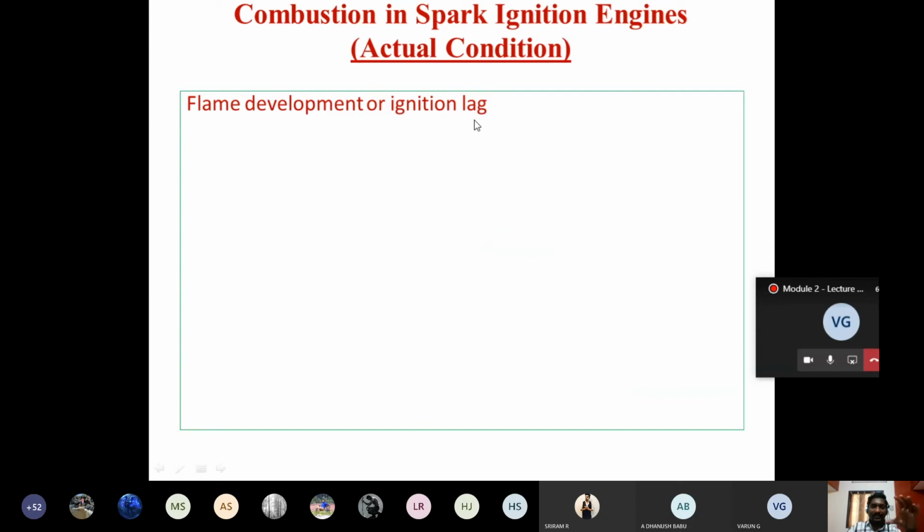Among the three stages, this second stage is very, very important, where we are going to get the maximum power output.